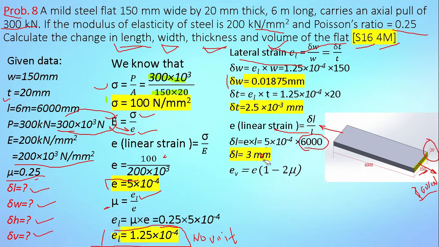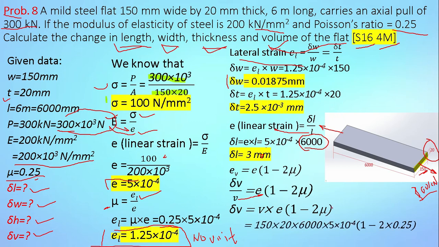Next, we know the formula for volumetric strain is equal to linear strain in bracket 1 minus 2 mu. So this equation becomes change in volume divided by original volume is equal to linear strain in bracket 1 minus 2 mu. Therefore, change in volume is equal to V multiplied by linear strain in bracket 1 minus 2 mu. In this equation, put all the values.